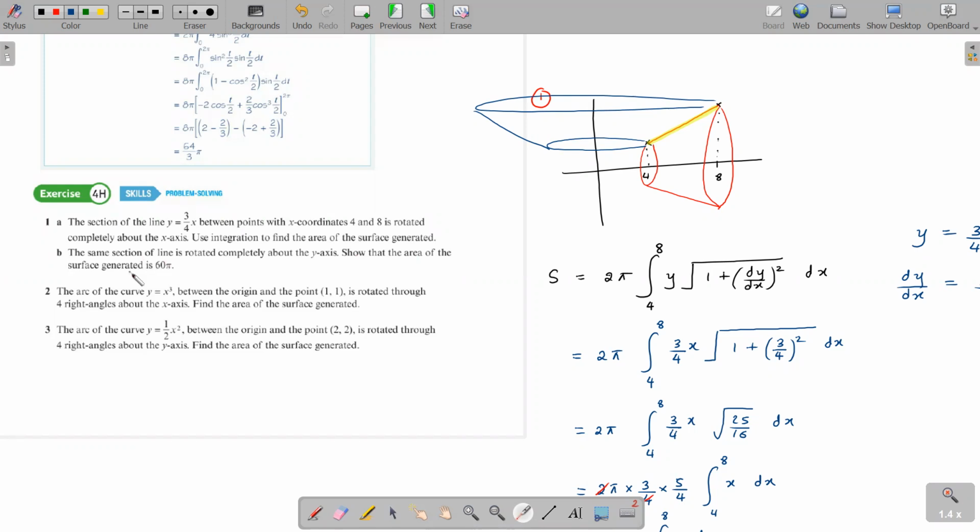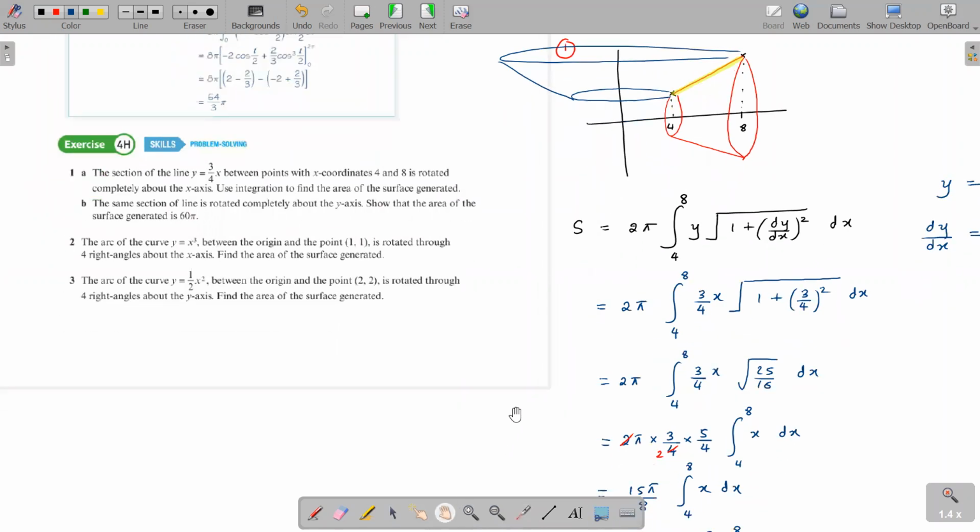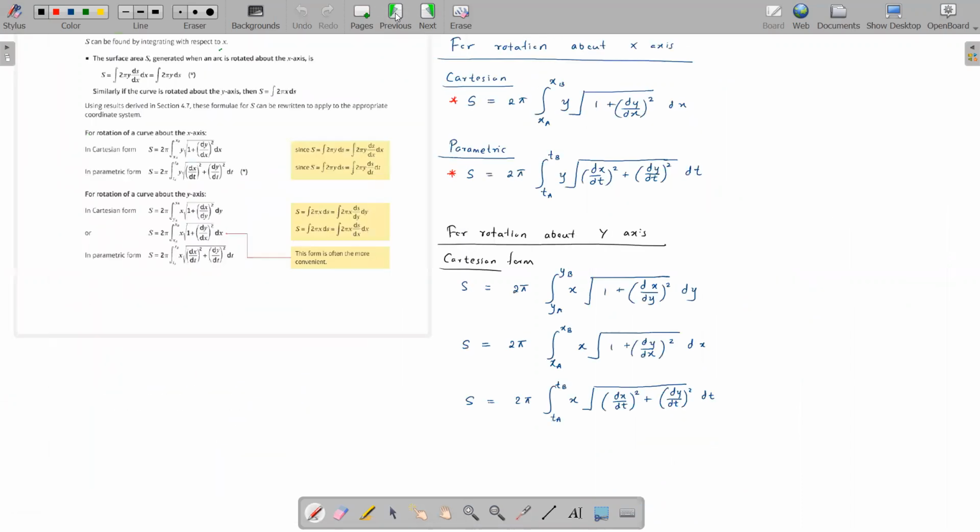Show that the area of the surface generated is 65. Okay, how do I get the surface area generated? Around the y-axis, we have a completely different set of equations, right? Around the y-axis, I gave you one equation with respect to x, and there was another one that I gave you with respect to y. Which one do you want to use? If you use the with respect to y equation, you will have to get the y limit.